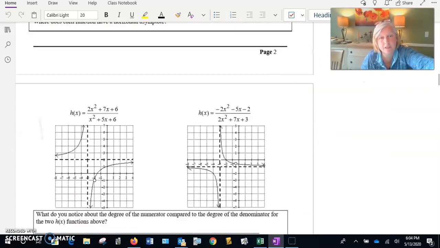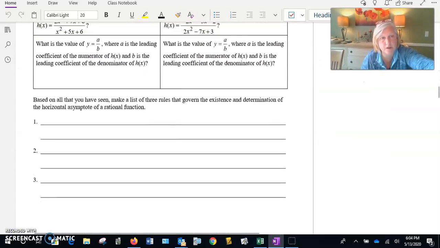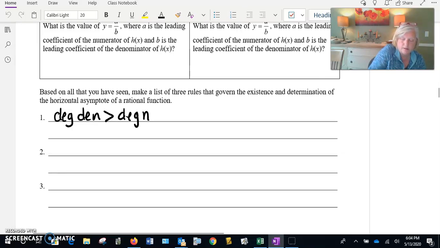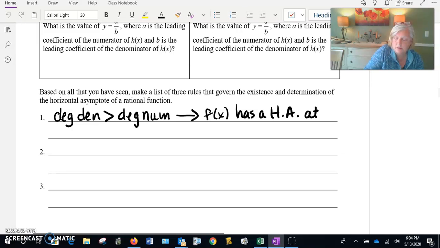All right, so I'm just going to finish out this first video for today's lesson. We're going to scroll down to the bottom of page 3, and let's go ahead and put down the first rule of the 3 rules to determine whether or not you have horizontal asymptotes. The first one is: the degree of the denominator is larger than the degree of the numerator, which is going to imply the function f of x has a horizontal asymptote at y equal to 0, that horizontal line. And that's the easiest case that we have.